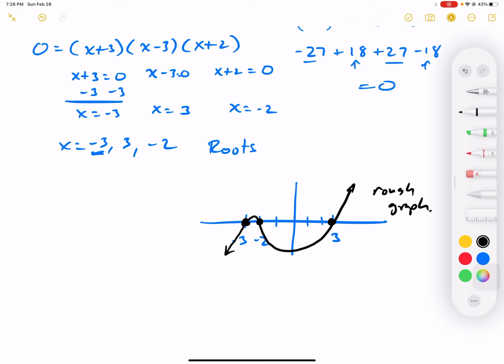But you know what? This is good enough for us. And that's the skill that we're aiming toward. We're going to be able to look at the factored equation, find the roots of it, and then that'll lead us to what the graph would look like in really, like, 30 seconds.